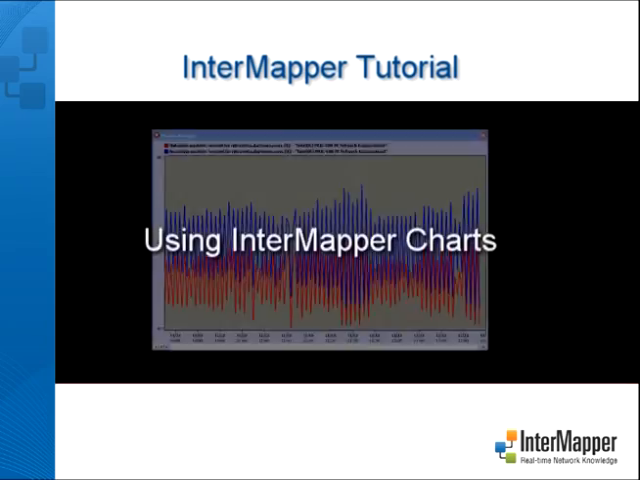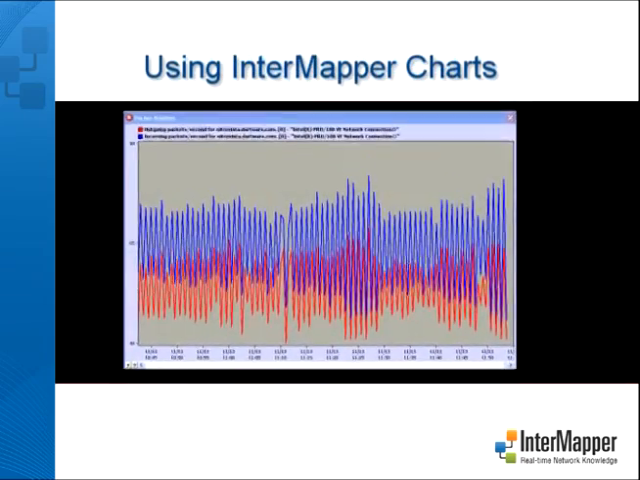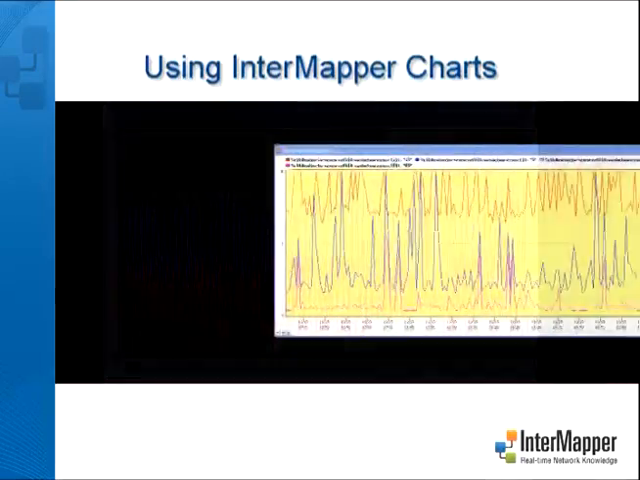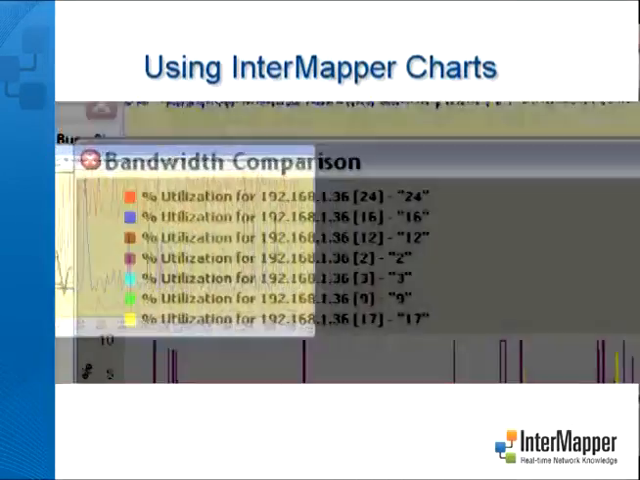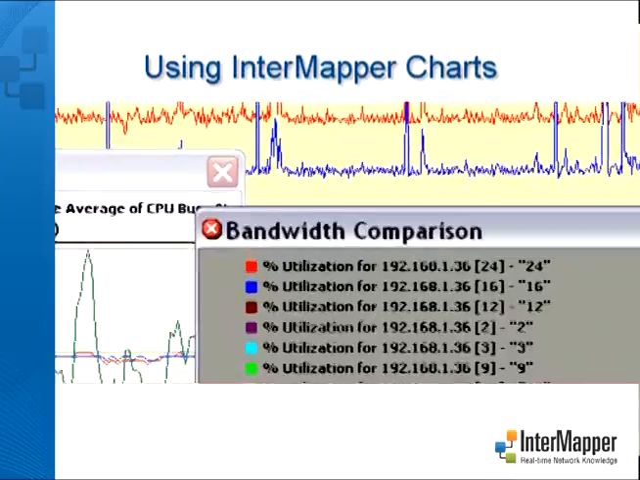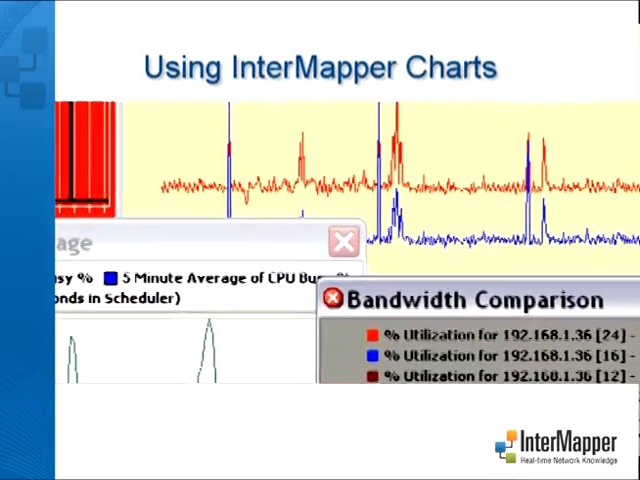Is your wireless signal strength dropping? Is the jitter from those video cameras increasing? Think it's time to increase capacity between sites but don't have the data to support the investment? Use InterMapper charts to get the real picture.